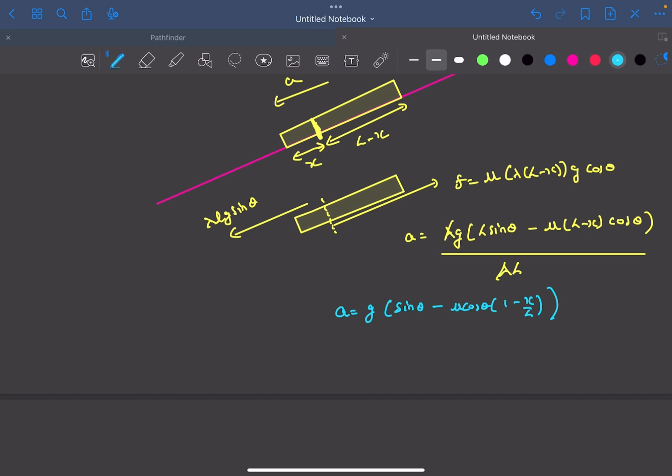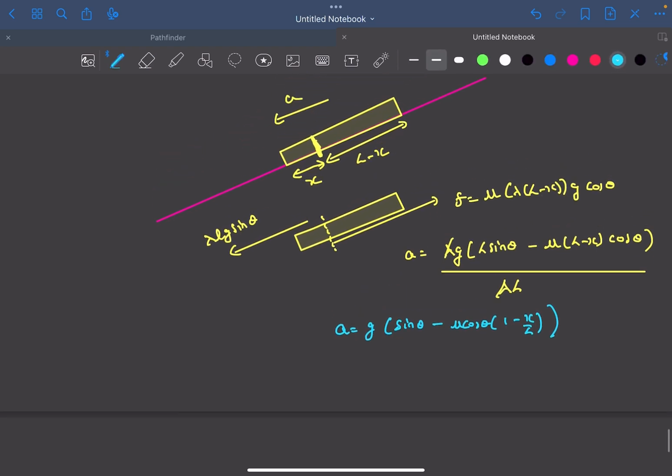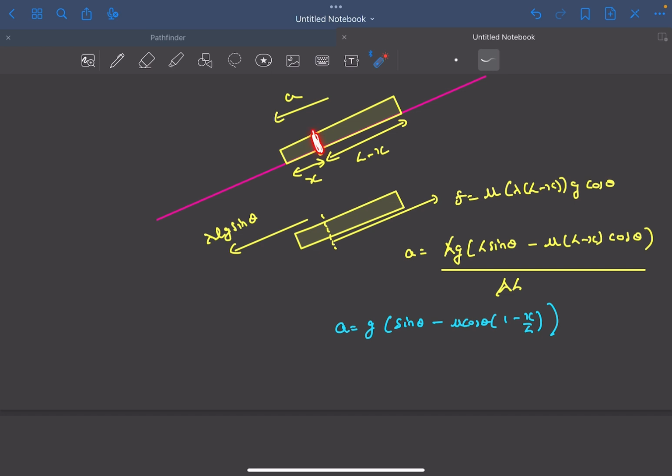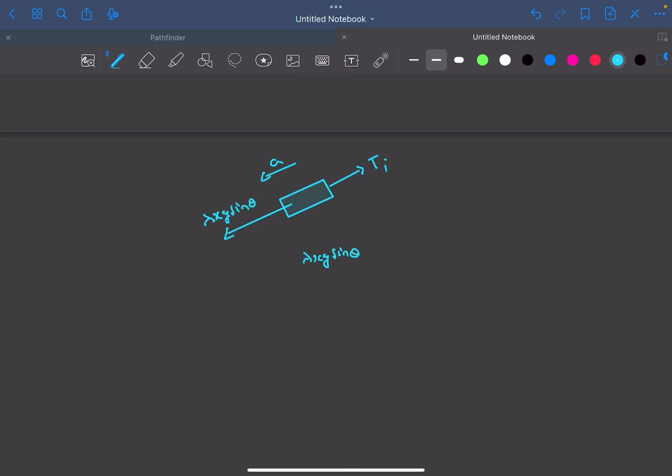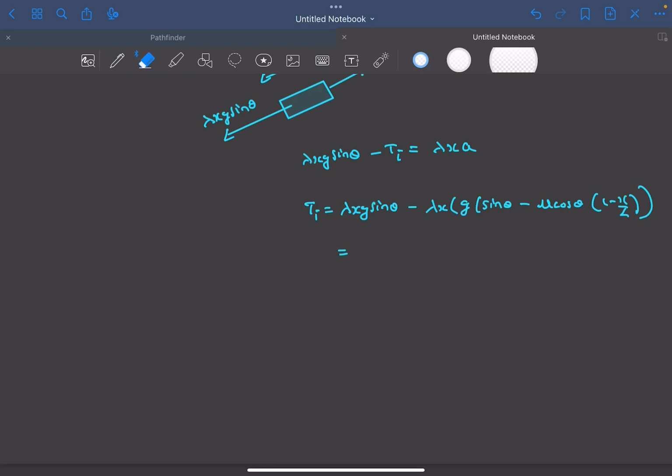Now we need the tension force at this interface. So we'll take the FBD of the left part. The driving force down the plane on this part will be lambda x g sin theta. There is no friction acting, but there is some tensile force here, the tension at the interface, so I'm just going to call it Ti. And the acceleration we have determined, right? Now we can write the F equals ma equation. So this is what we get for Ti.